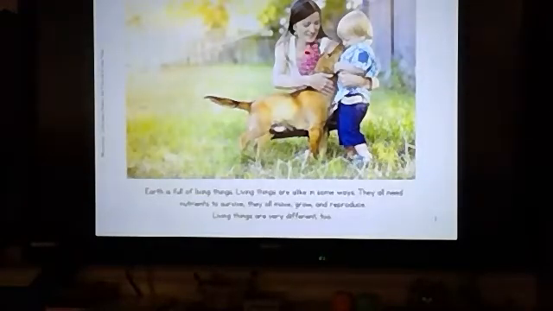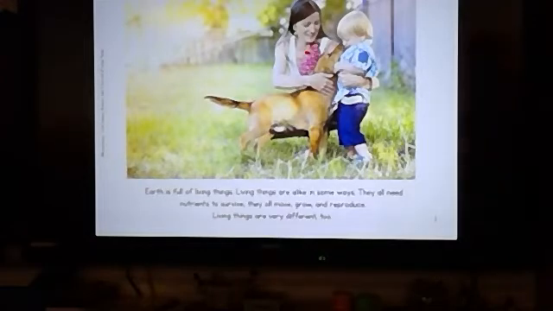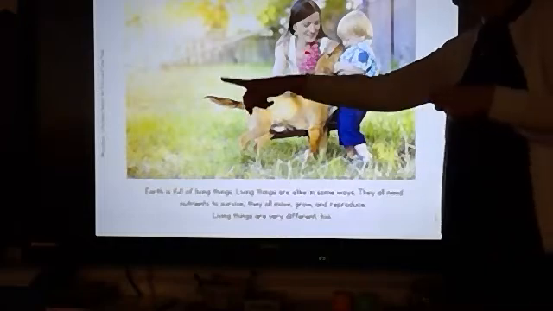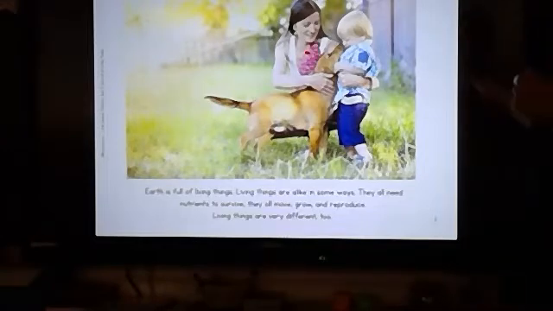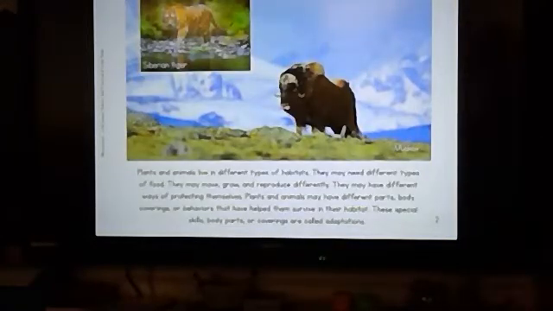Earth is full of living things that are alike in some ways. They all need nutrients to survive. They all move, grow, and reproduce. Living things are very different too.